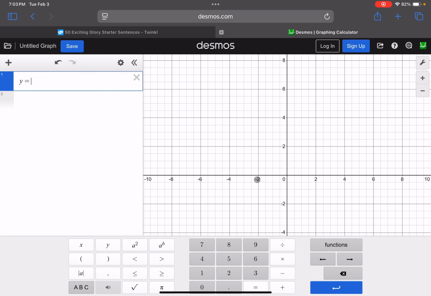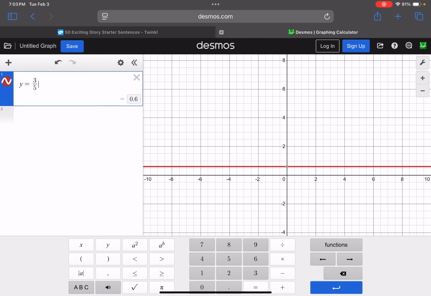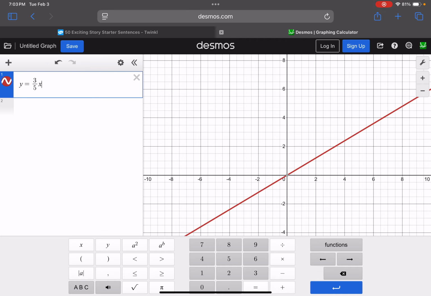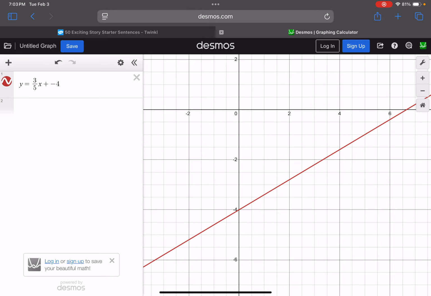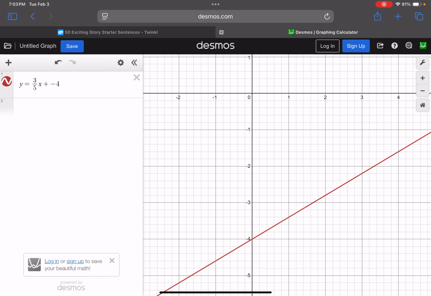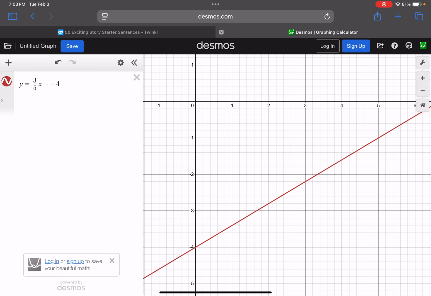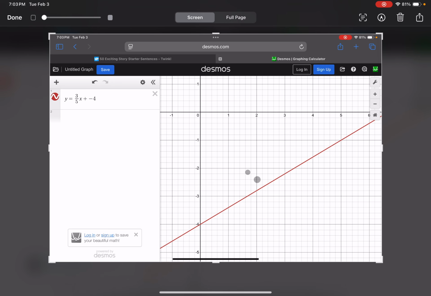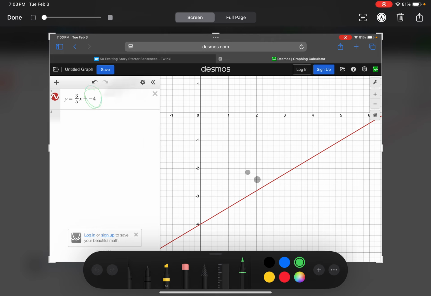If we were in class, I would have you guys give me these answers. Let's do y equals 3/5 x plus a -4. I don't like my scale here. There we go. I can immediately look at this equation and be like, oh, it's going to hit at -4.